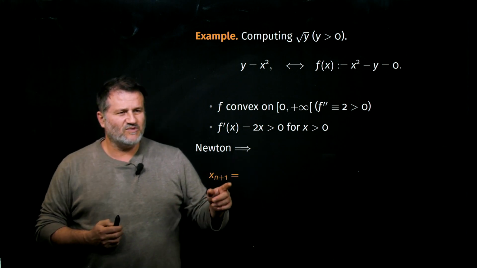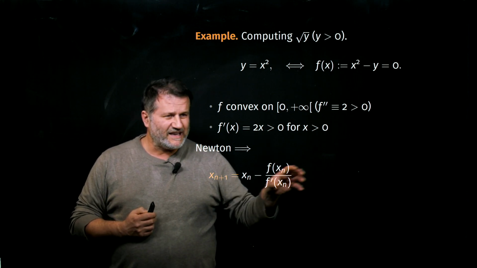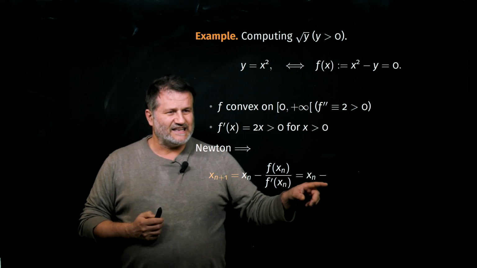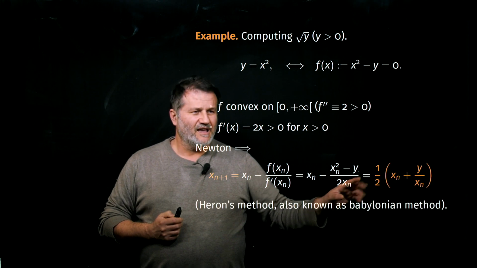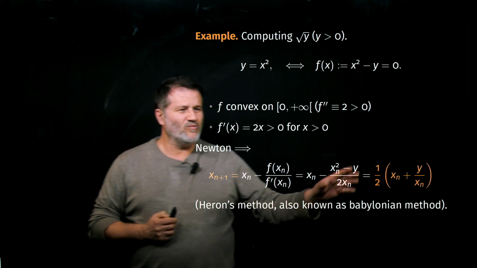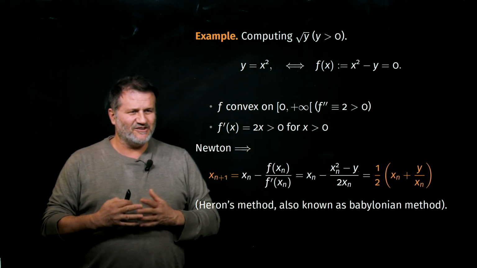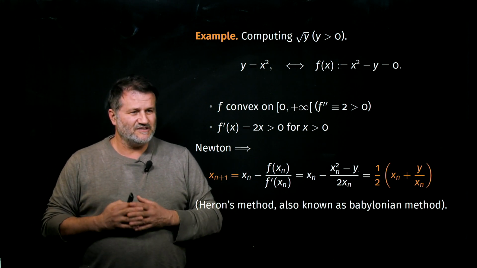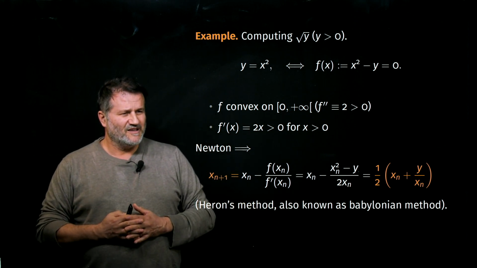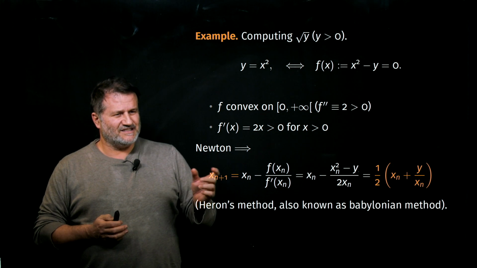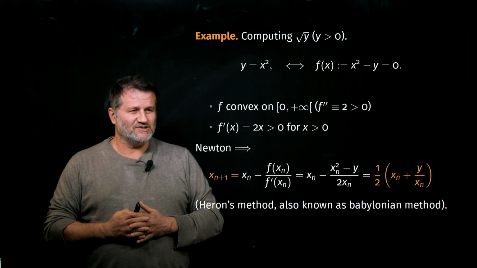So we have that x_{n+1} is, in general, x_n minus the ratio f(x_n) divided by f'(x_n). If we plug in the values of f and f', we get x_n minus (x_n squared minus y) divided by 2x_n. And this yields this formula: x_{n+1} equals 1/2 (x_n plus y over x_n). This is a very ancient algorithm. It is in fact known as Heron's method. And also it is known as the Babylonian method because it was found on some Babylonian tablet that this formula was written, of course without any particular explanation.